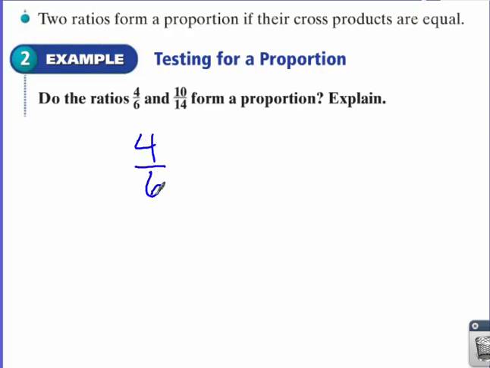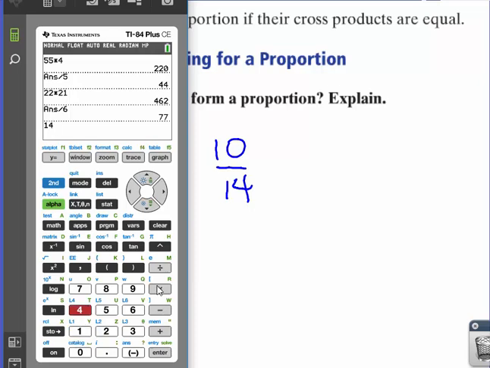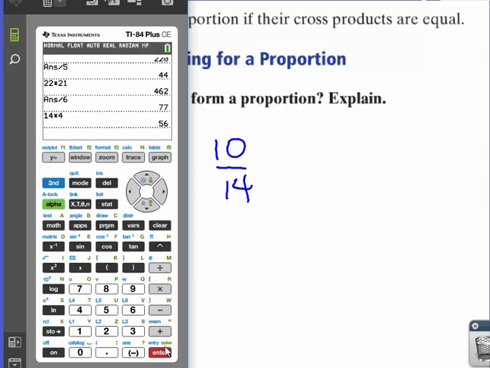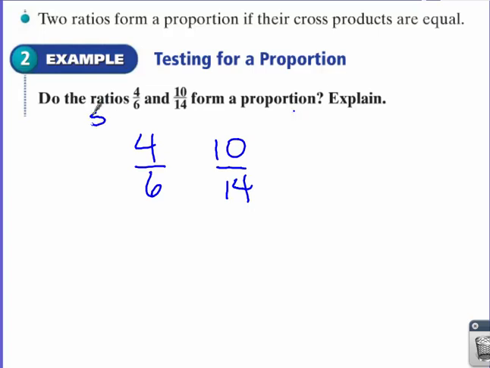So in order for this to be a proportion, the 14 times 4 and the 6 times 10 have to equal each other. So let's see if they do. Well, 14 times 4, I need a calculator for that again, so I'm going to get that out. I do 14 times 4, we come up with 56. So the cross products of 14 and 4 are 56, and 6 times 10 gives us 60. So are those two cross products equal? They're not. So that tells us that this does not make a proportion. If it would make a proportion, then these two values would be equal.